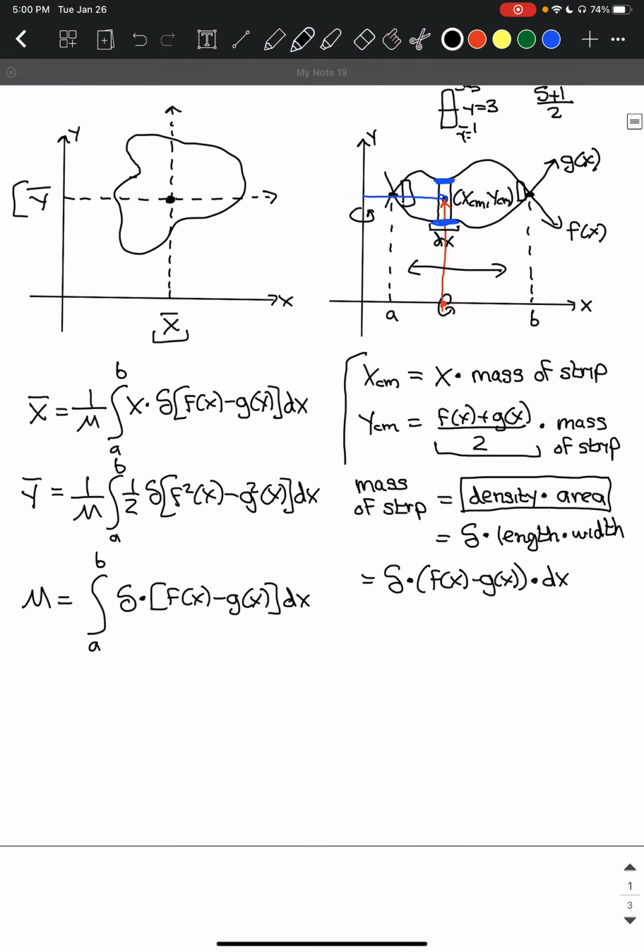If this didn't quite make sense to you over here on the right, that's okay. Maybe watch this a couple more times or look this up online, but I think the most important part here for problems is x bar, y bar, and m. So just to give you an idea of that, let's do a quick example here.